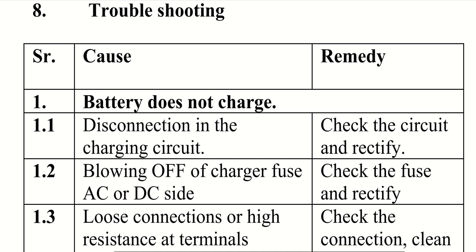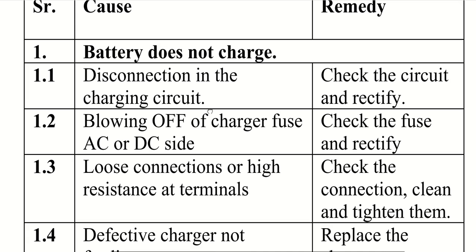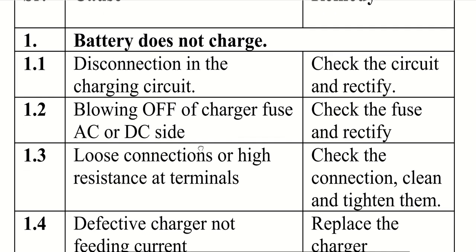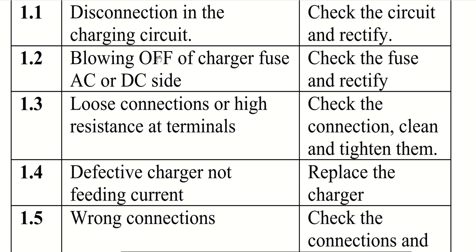So on one side of this table, we have the cause, and on the other side we have the remedy. The cause could be that the battery does not charge. The first reason could be a disconnection in the charging circuit, and in order to rectify that, we have to check the circuit and rectify it. While checking the circuit, you will find somewhere the charging circuit is disconnected, and that is why the charging is not taking place. The second reason could be blowing up of the charger fuse, AC or DC side.